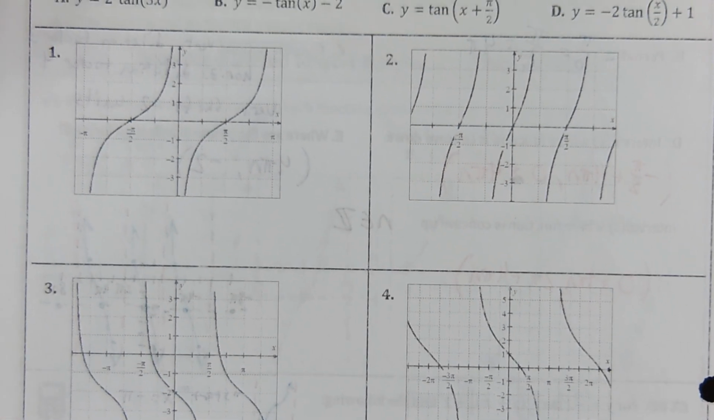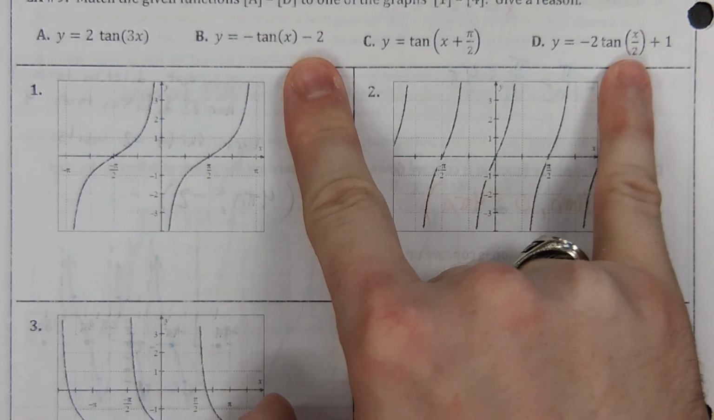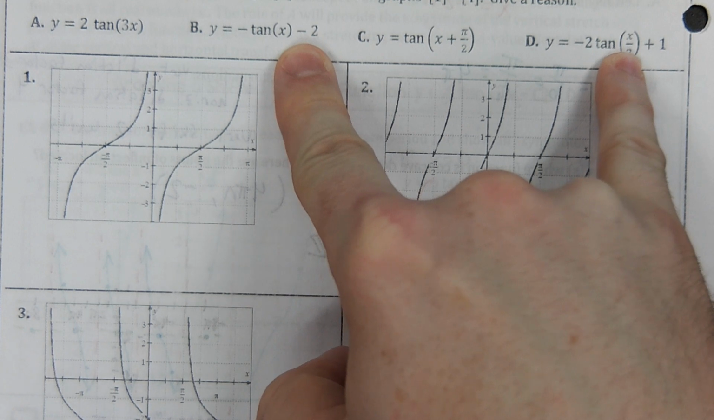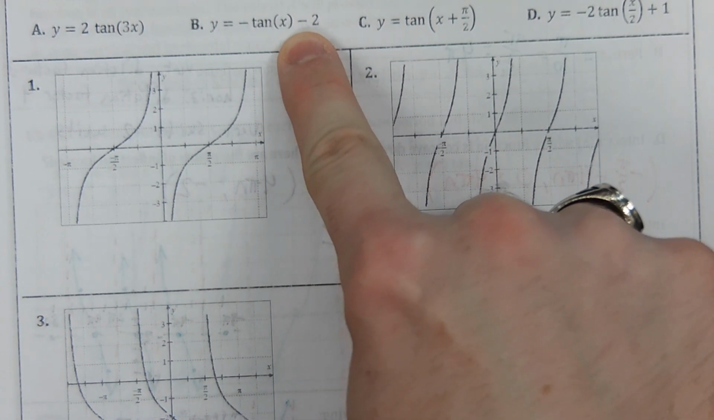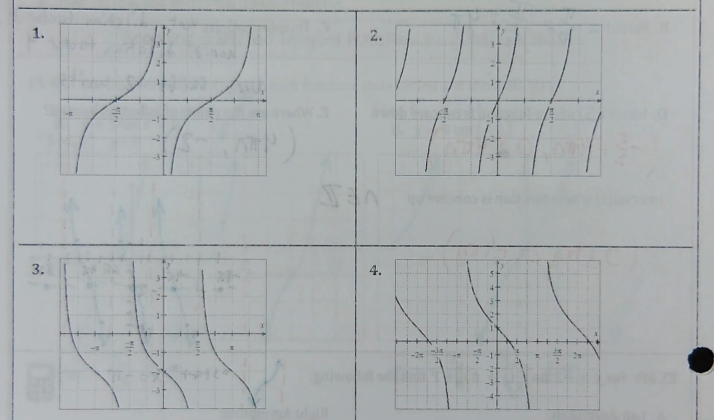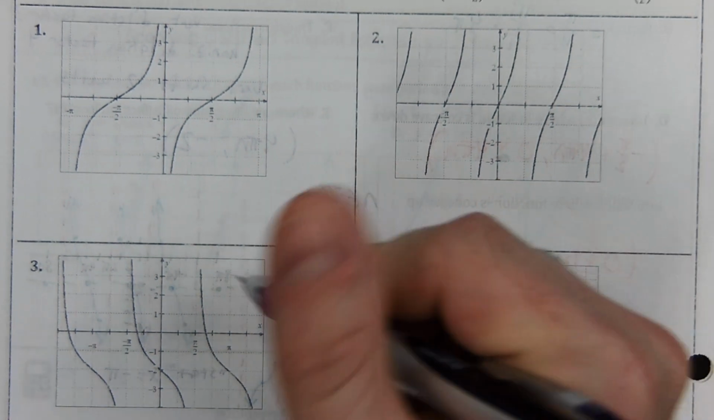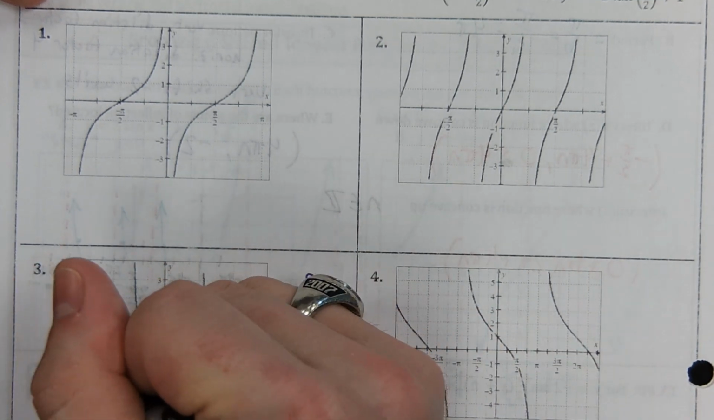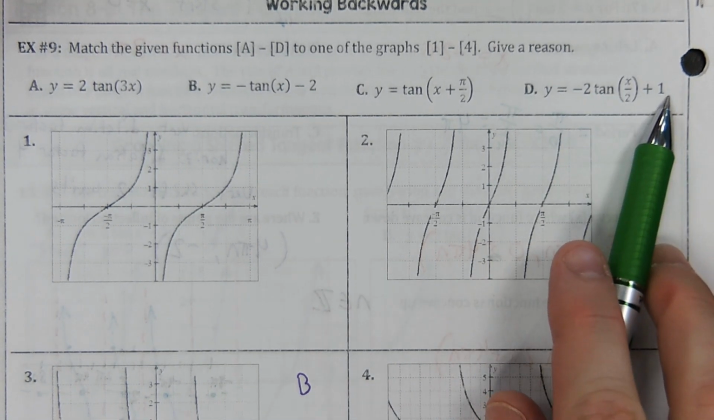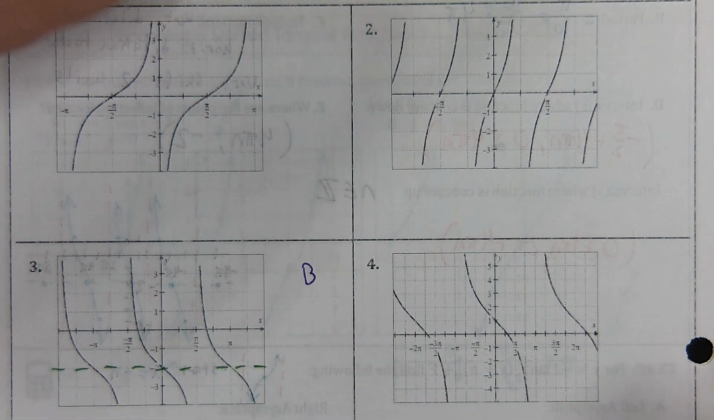Numbers 1, 2, 3, 4 are just matching questions. I think it would be easiest to start with these two, and the reason why I say these two is because of the vertical shift. Graph B will have all of its inflection points happening at y equals negative 2. So is that picture 1, 2, 3, or 4? Yeah, picture 3 must be graph B, because that has all of its inflection points happening on the line y equals negative 2. And if we look back up to graph D, its inflection points are going to happen at y equals positive 1. Is that graph 1, 2, or 4? Clearly it is 4.